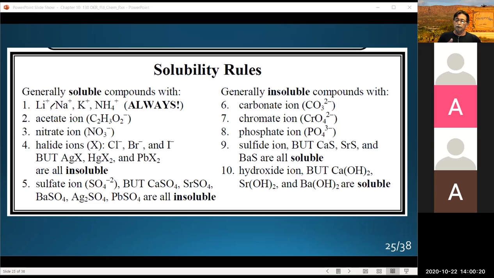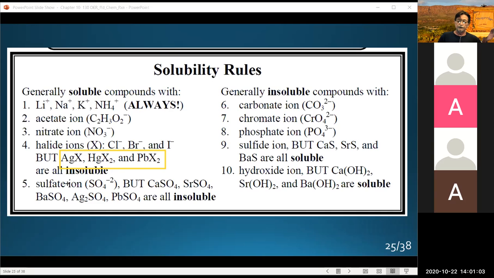The halides normally are always soluble. The chlorides, the bromides, the iodides, always soluble, except these 3, which are heavy metals: silver, mercury, and lead. Those bonded to the halides are insoluble and form a precipitate. In fact, that's how we test for chlorides, bromides, and halides in water. We react them with silver nitrate, for example, which is soluble. And if there are any halides in your water, it will precipitate and the solution gets a little cloudy.